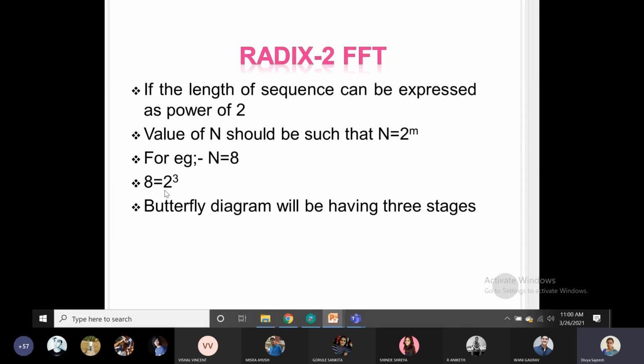So here 2 cube is written. So 8 can be written as 2 cube. So the butterfly diagram here will contain 3 stages. It depends upon the power of 2. How much is the power? That many number of stages will be there.